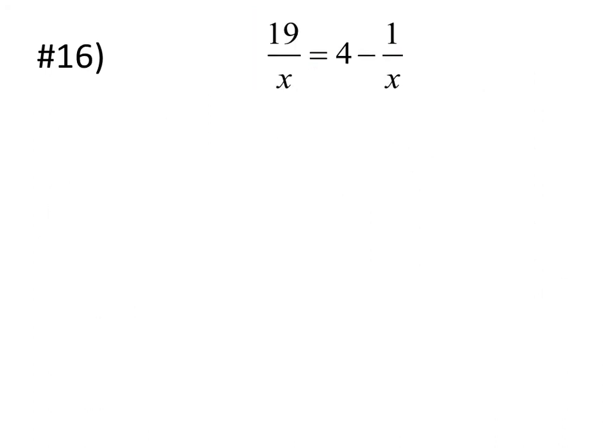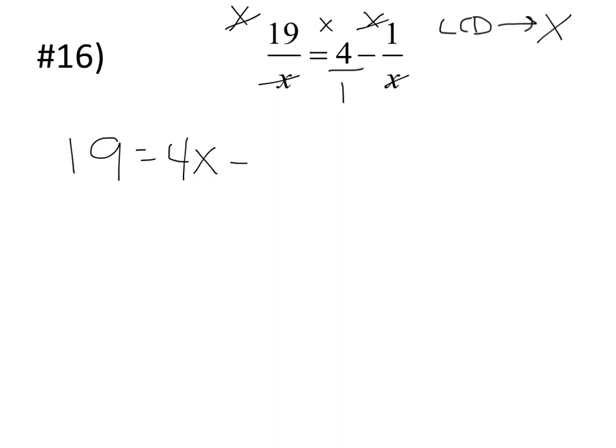Okay, first things first, make all parts of your problem fractions. Your LCD, you need an x, you need a 1, which you don't really need to write, and you need an x, which you've already got. So multiply that times every piece. These x's cancel, these x's cancel, and you're left with 19 is equal to 4x minus 1.